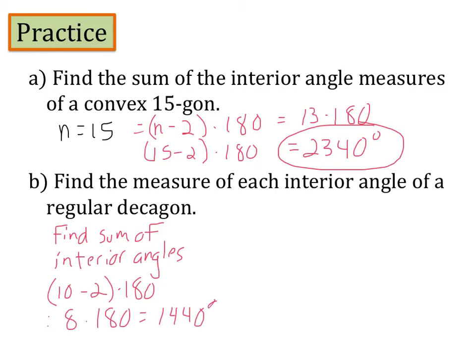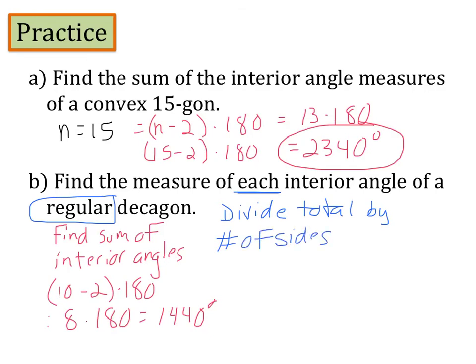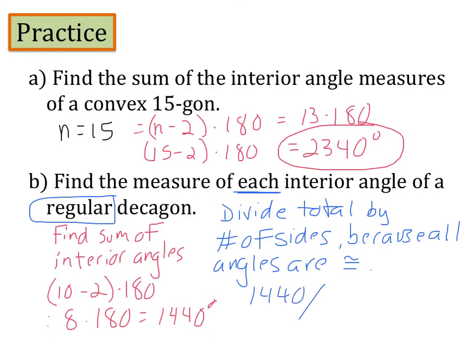But what this question is asking us for is to find each interior angle of a regular decagon. Now we know regular means all the sides are congruent and all the angles are congruent. So if all the angles are congruent, I can just divide this total by the number of angles or sides, which here is 10. So I do 1,440 divided by 10, and each angle is going to be 144 degrees.